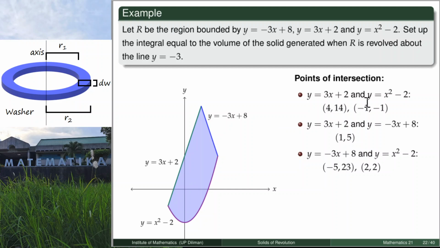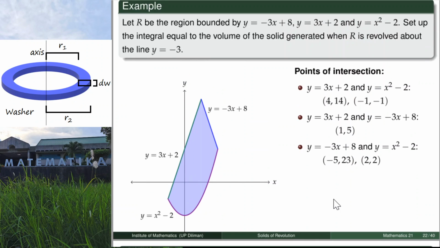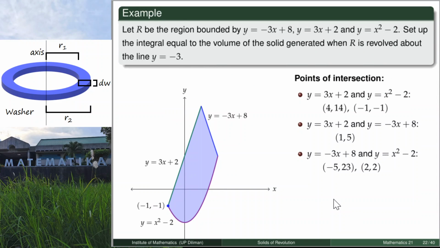So for example, here, you just solve the system of equations for 3x plus 2 and x squared minus 2. You will have two possible points, but you have to eliminate the unlikely one, which is 4, 14, because diba dapat nasa third quadrant, so it must be -1, -1. So you should get this one, okay? And then for the rest, you will have these, okay?